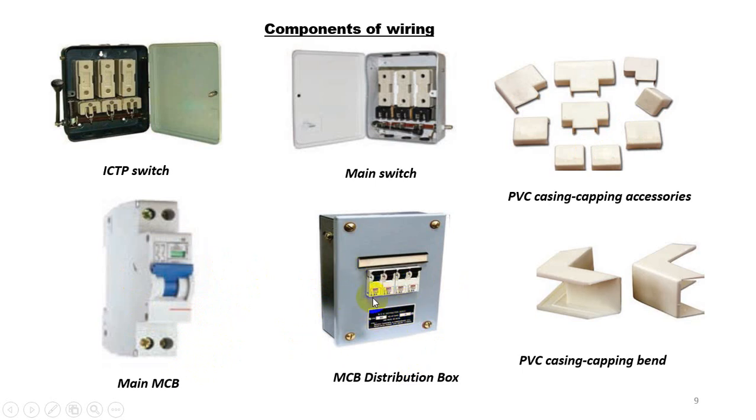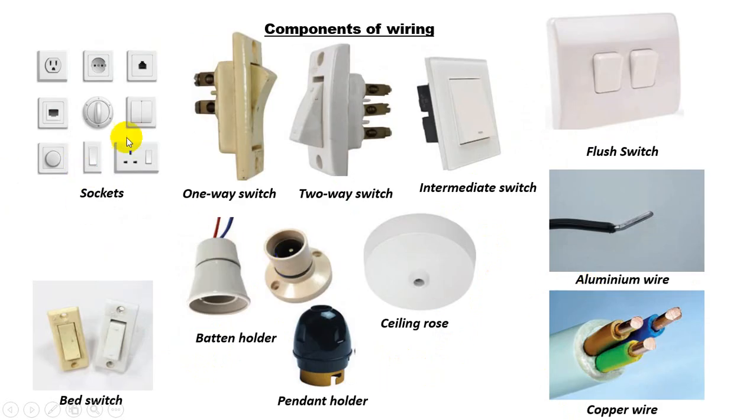So this is a box. I think we might have seen all this in real time, but we are showing it for your better understanding. And these are all the bends. This also we may be using for our purpose. Then there are various types of sockets. The Indian type will be round, not square. This one is for telephone cables. So these are all the various types of sockets.